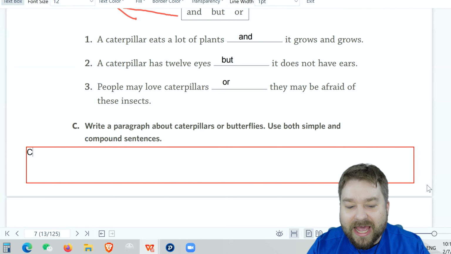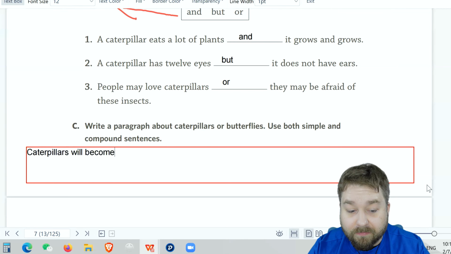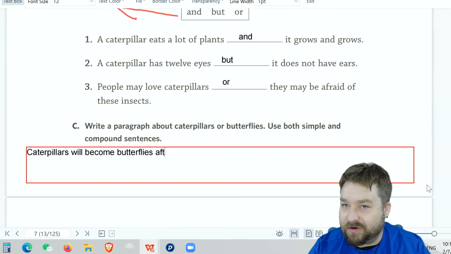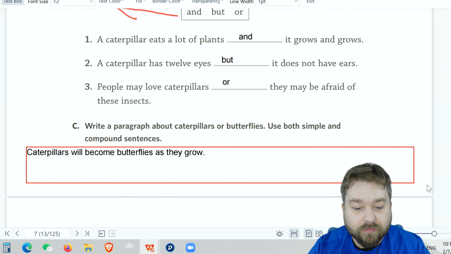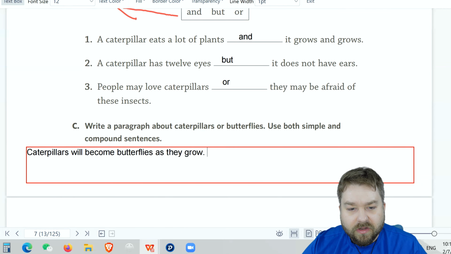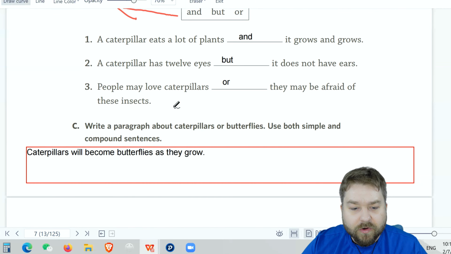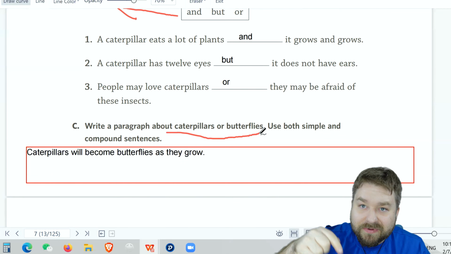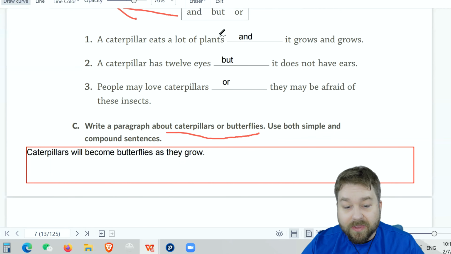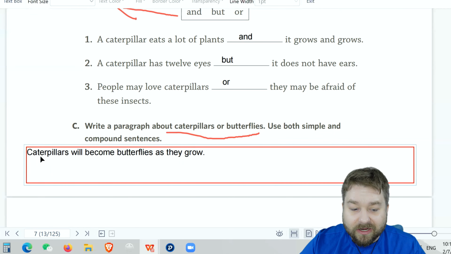Okay. So caterpillars will become butterflies as they grow. Okay, so we used part of our words here, right? About caterpillars or butterflies. So we know that's our subject. It must be in the first sentence, right? Okay, so we have our subject there. Caterpillars will become butterflies as they grow.